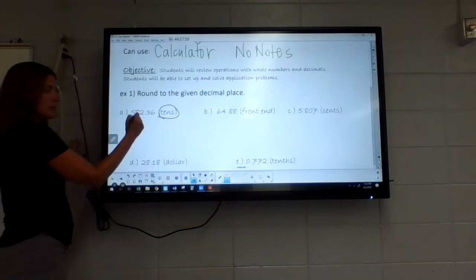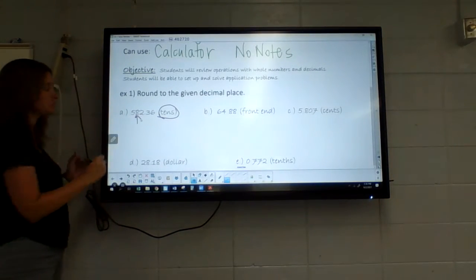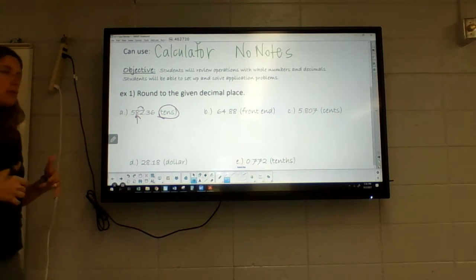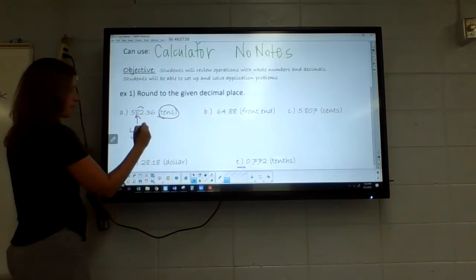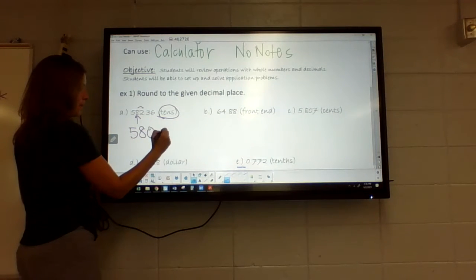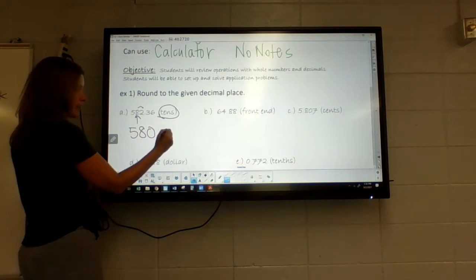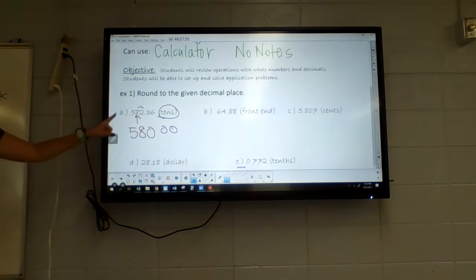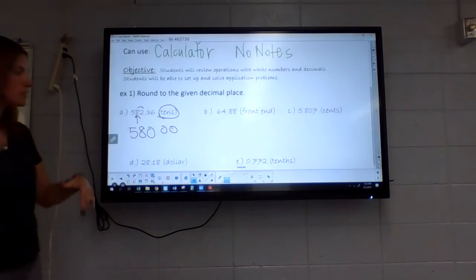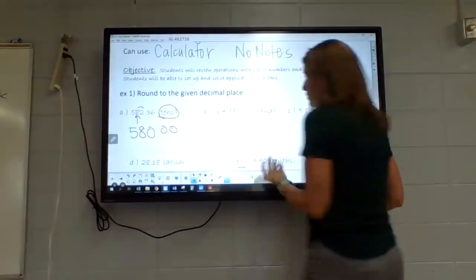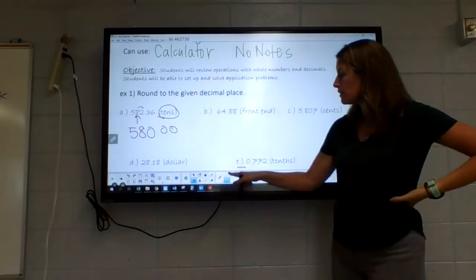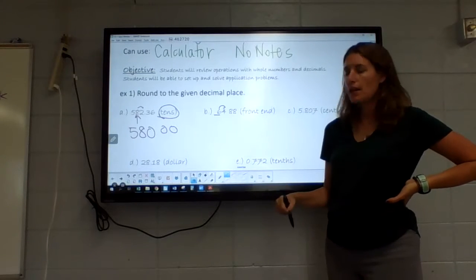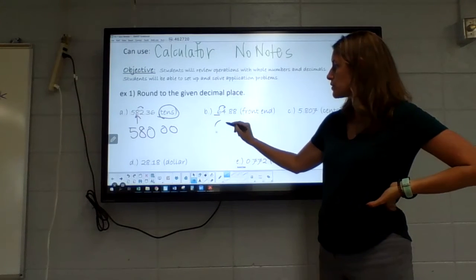So the tens place is where that 8 is. So I have to look at the 2 next to it, so the 2 tells me to round down. And then I can leave it like that, but I can probably also put the zeros as well. So that 8, the 2 told me to round down. Now just a reminder with front end rounding, that's just this first decimal place, or the first place. And then I look at the next one, so this would be 60.